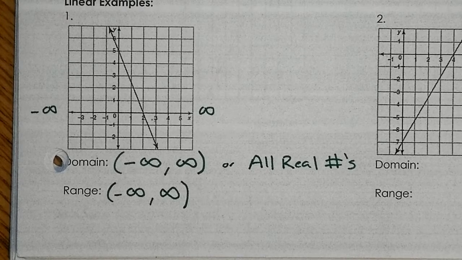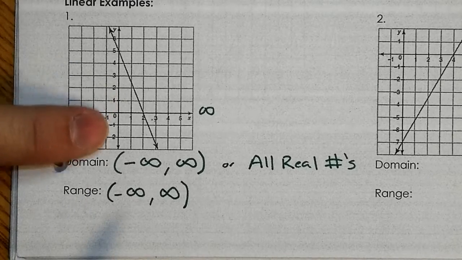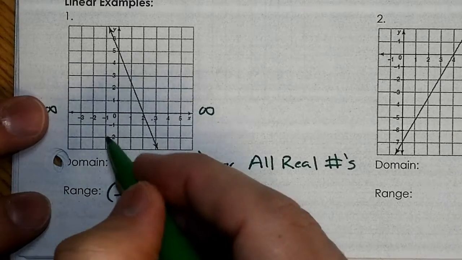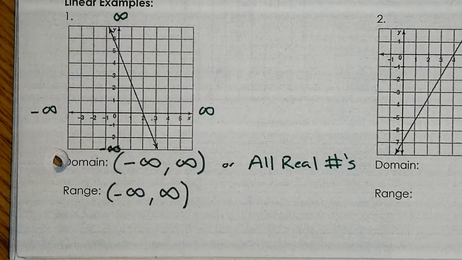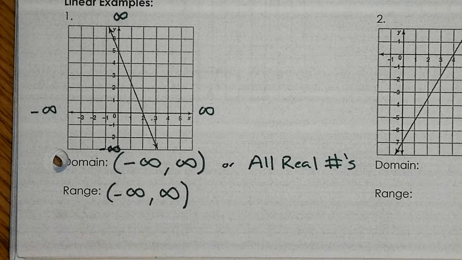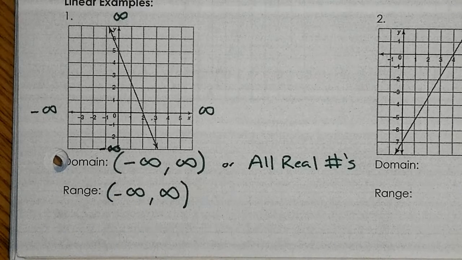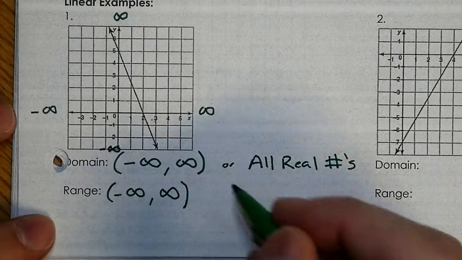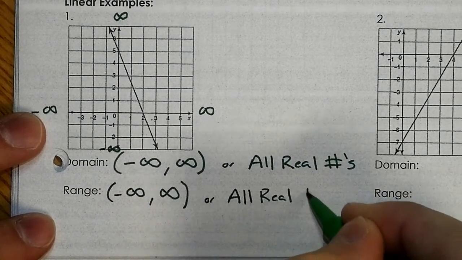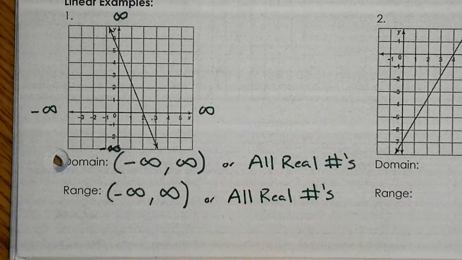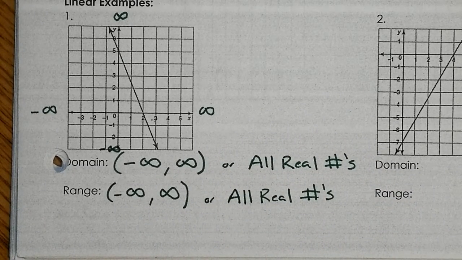Unit 5 packet, page 29. So going down, if it goes down forever, that is negative infinity. If it goes up forever, that is positive infinity. And what is another way of writing negative infinity to positive infinity that I just wrote out? All real numbers. Does that seem pretty easy? Yeah, that's pretty simple, right? Kind of.